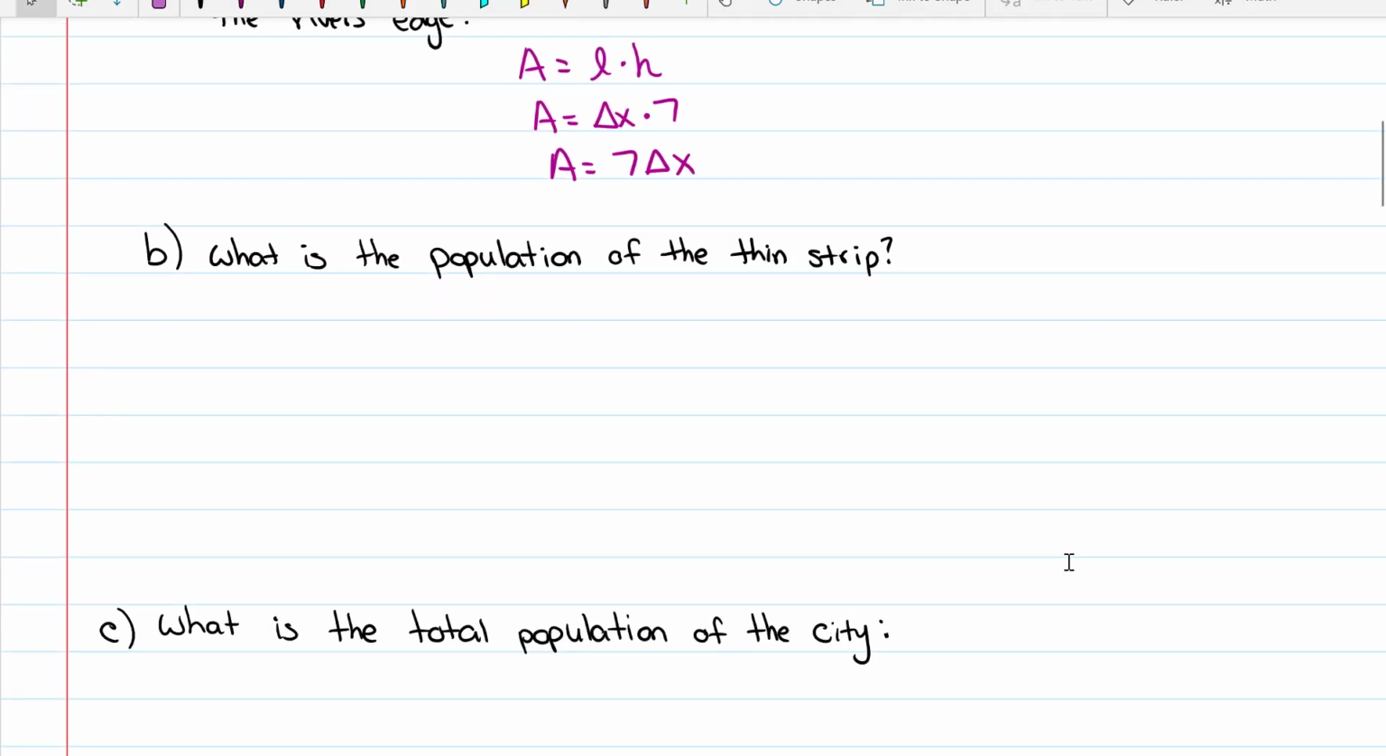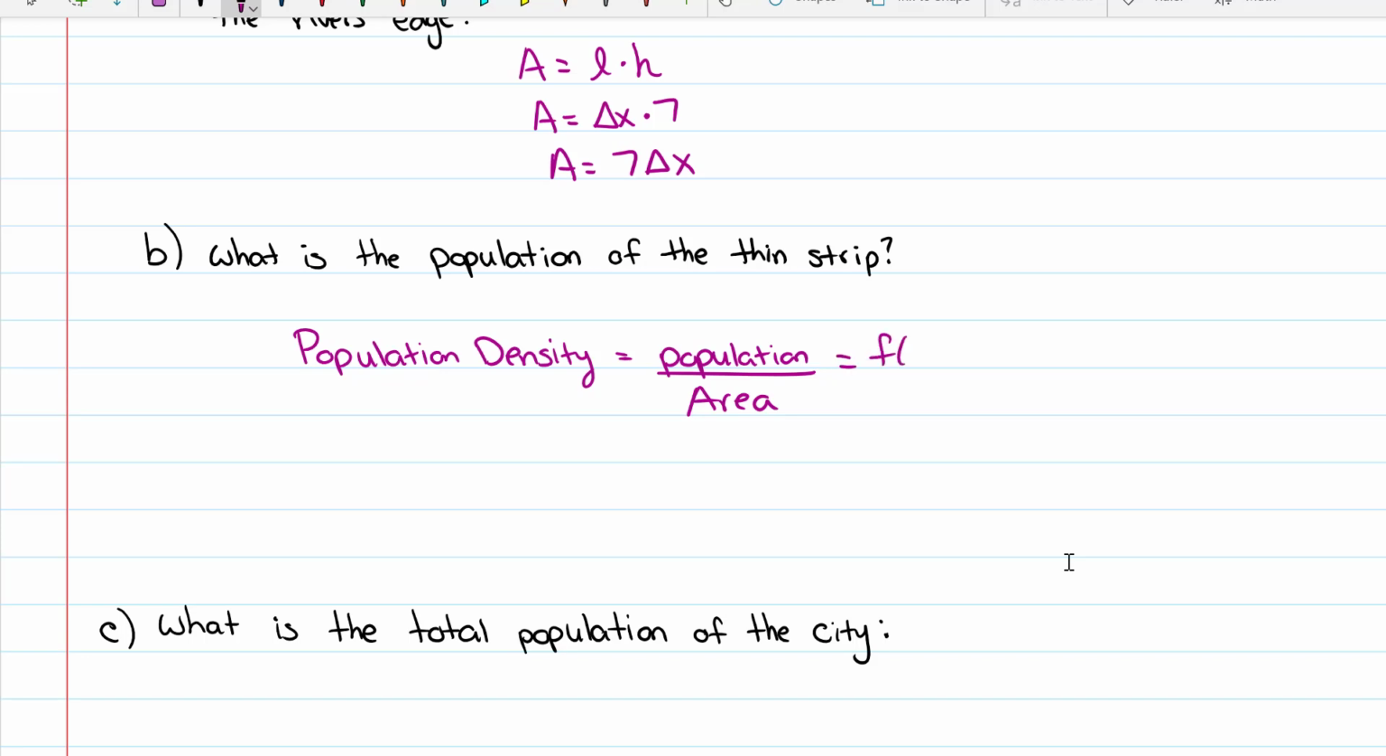What is the population of the thin strip? What we need to know for this part of the problem is that population density is given by the formula population divided by area. And back in the problem originally, it tells us that f of x represents persons per square mile. So f of x is equal to the density. Well, we want to know what is the population. So we want population by itself.